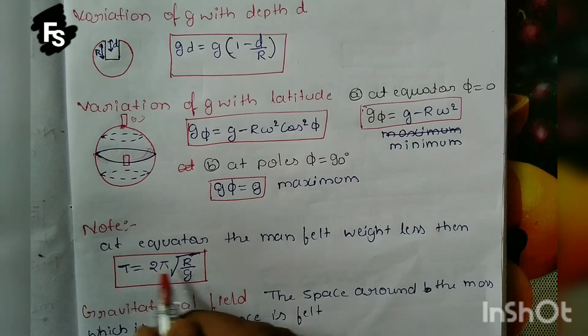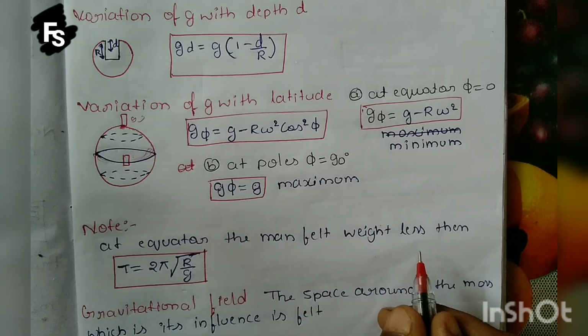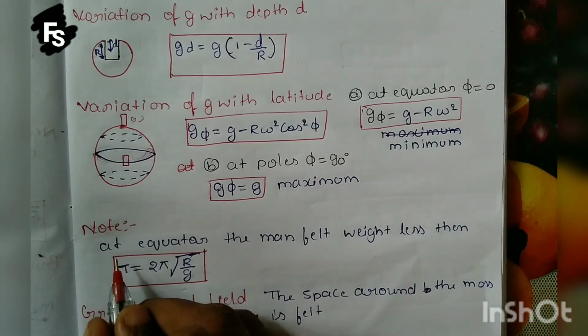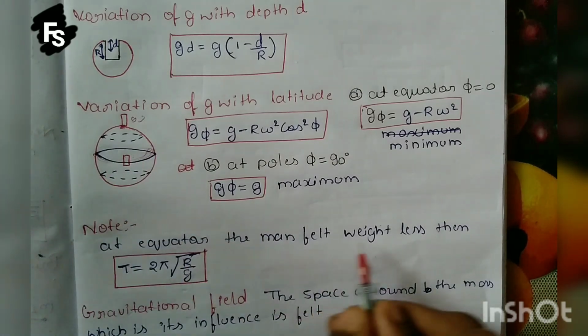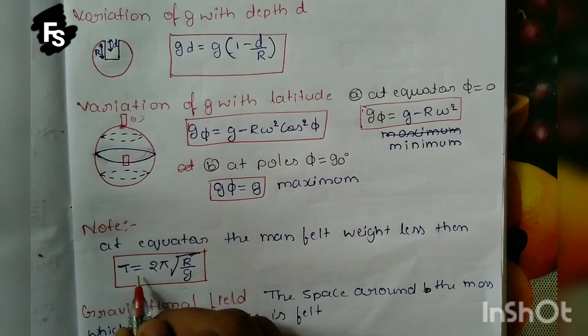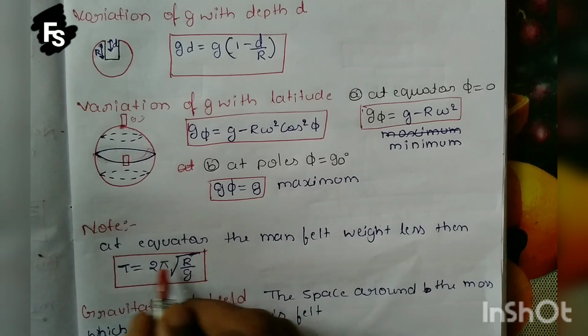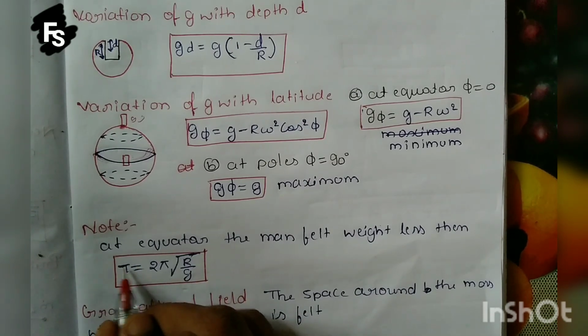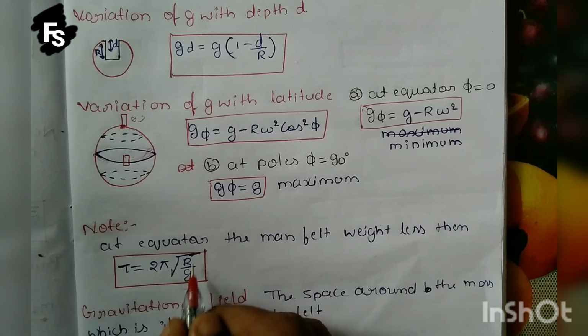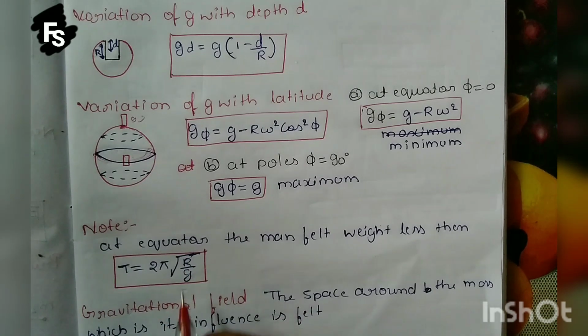Let's come to the note point. At the equator, the man feels weightless. Then the time period is equal to 2 pi root of r by g, where r is the radius of the earth and g is the acceleration due to gravity.